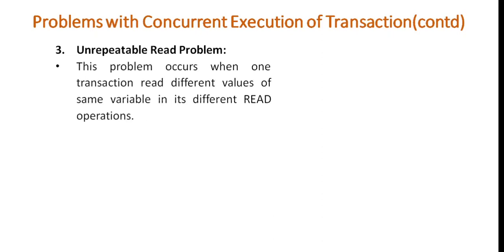Here, this problem occurs when one transaction reads different values of same variable in its different read operation. If any transaction consists of multiple read operation, then at each read operation, if that transaction is reading different value of same variable, then it is called as unrepeatable read problem. That is, that transaction is not getting same value at each read operation.